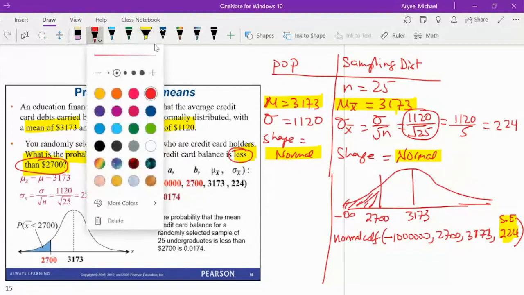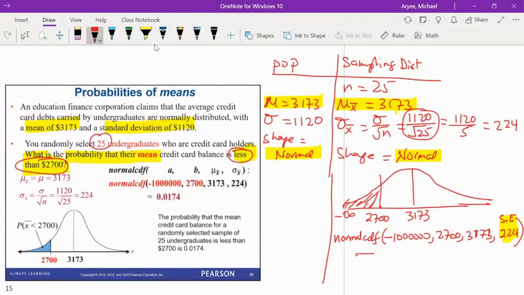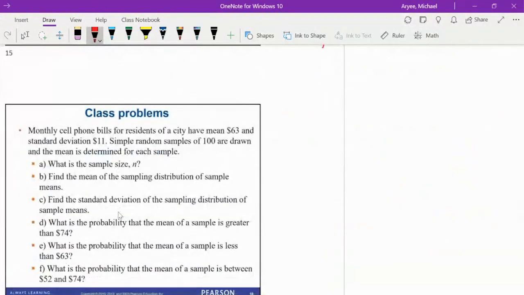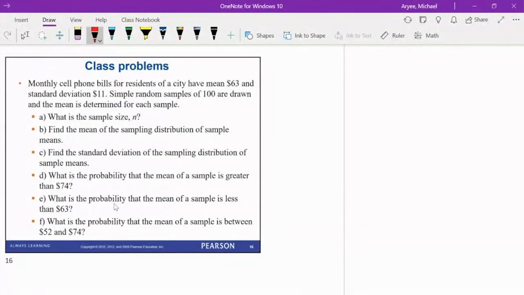Somebody confirm that for me. All right, so this should give us 0.0174. Oh, I got it right again. Yay. Wonderful. Beautiful. Now, this classwork is our turn. We're going to do this before we leave. If we don't finish, you are not leaving.